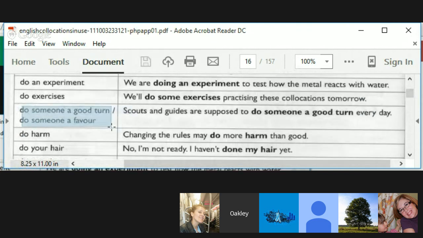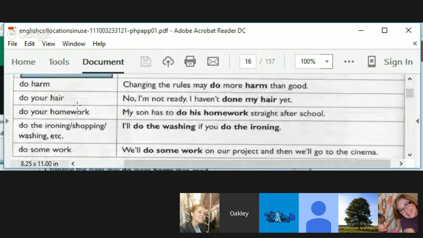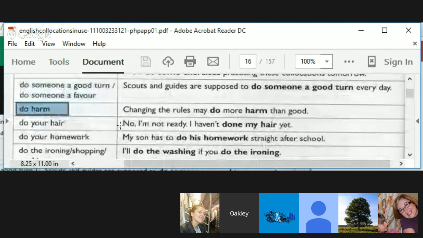Next one. Anna, do someone a favor or a good turn. Scouts and guides are supposed to do someone a good turn every day. Something relative to help or benefit other people. Absolutely. Do someone a favor. Very common: can you do me a favor? Can you lend me €5? Commonly used. I don't know if there's any other similar things. Do a good turn, do a favor. I can't really think of any others. Do helpful things. Do random acts of kindness. There you go.